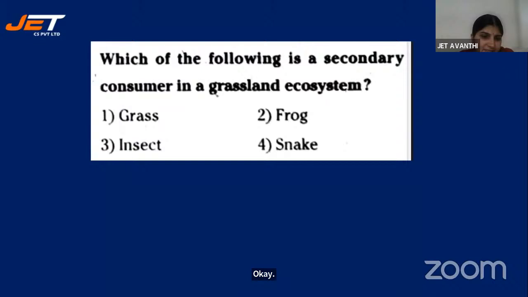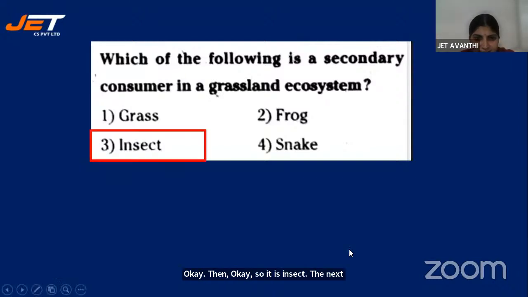Children, it is insect. Insect will be occupying the third trophic level. First comes grass, children. Then grass is eaten by insect. Then insect is eaten by frog and frog is eaten by snake. Okay. So it is insect. The next question, children.